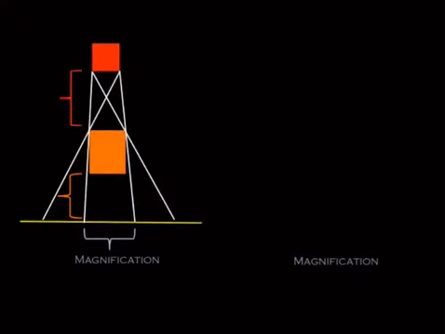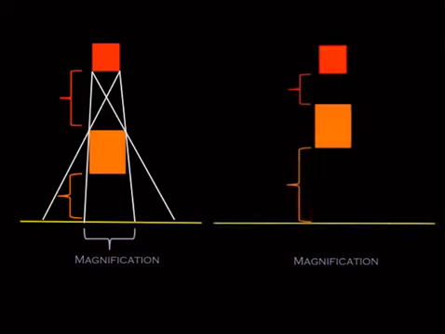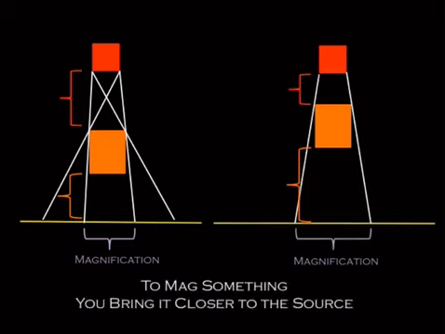So let's talk about geometric mag first. It's basically this idea that if you put the object closer to the source, that is going to result in an increase in magnification. So to mag something, you bring it closer to the object source, and you could draw this out like we did in prior lectures to prove that to yourself.